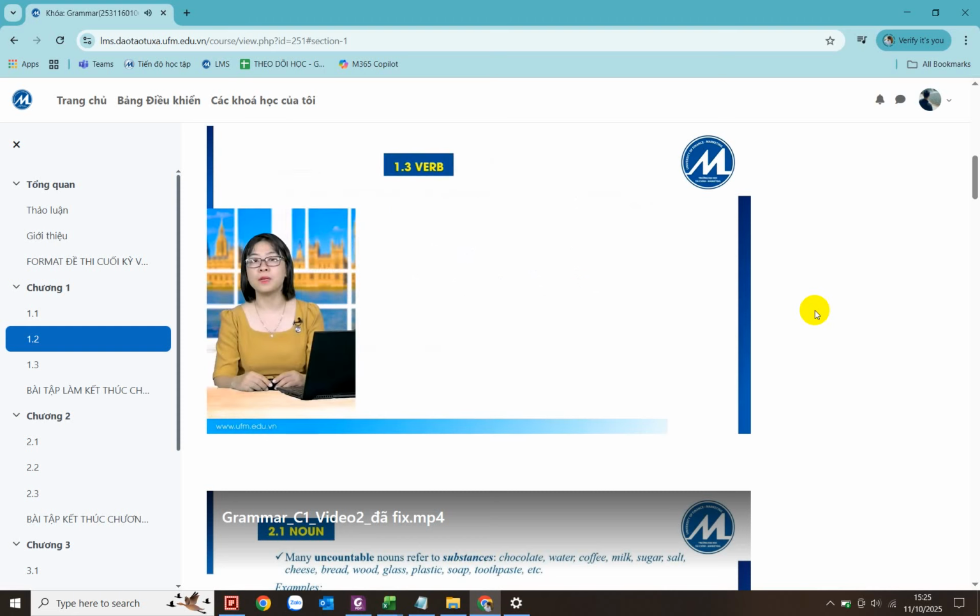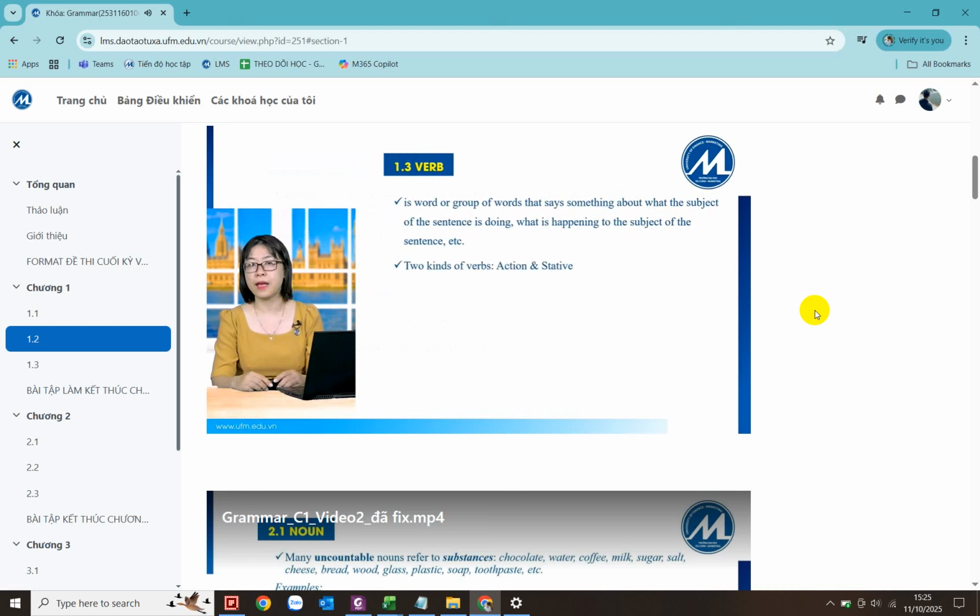The next important element is a verb. A verb is a word or a group of words that says something about what the subject of the sentence is doing, or what is happening to the subject of the sentence, etc. There are 2 kinds of verb, action verb and stative verb. An action verb illustrates an action, while a stative verb doesn't show any action.